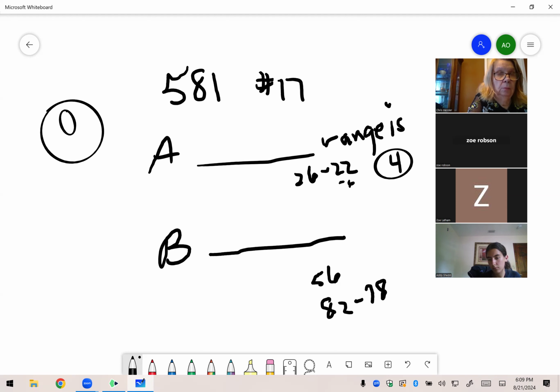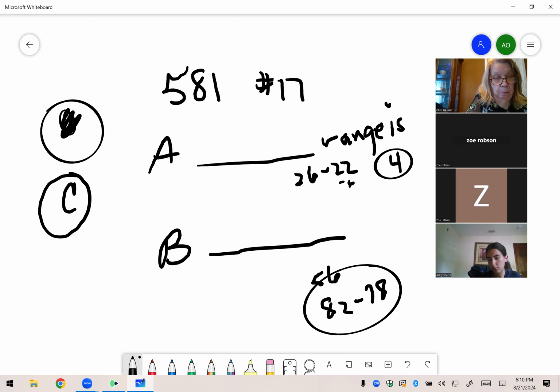The median of B is going to be bigger, because you're adding all those numbers. Yeah, because we're adding all these numbers, so the median here has to be bigger. Okay, Addie, you're good with that one? Zoe Robson? Yeah. And Zoe Latham?